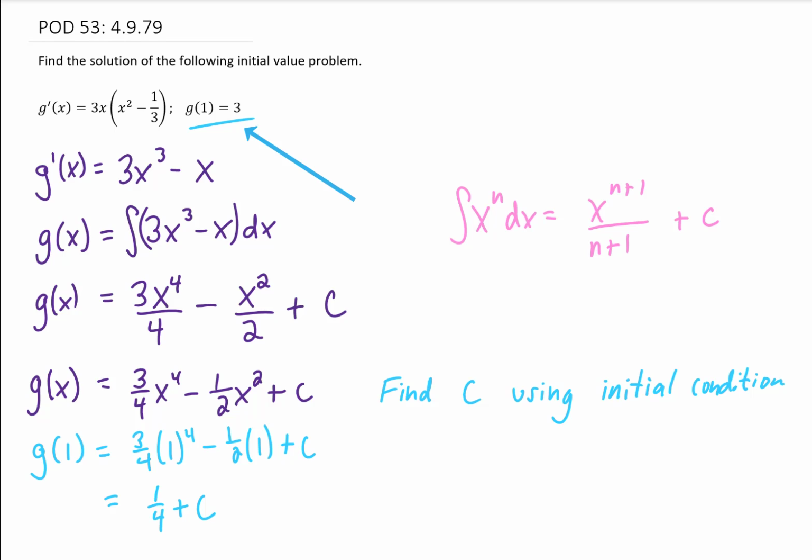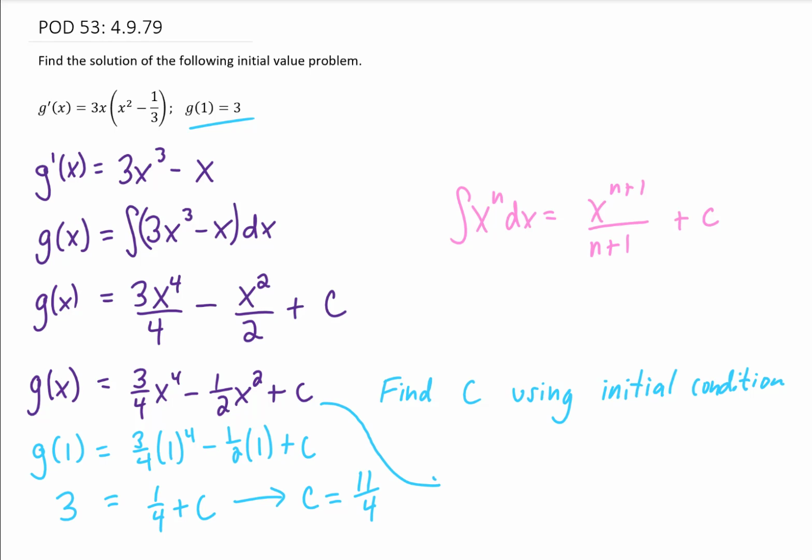Well, this initial condition all the way up here says the g of 1 is actually 3. So I'm going to plug in g of 1 equals 3, and this gives us an equation that we can solve for c. This 3 can be thought of as 12/4, so if we subtract 1/4 from that, we get c equals 11/4. Alright, so we're basically finished with this problem.